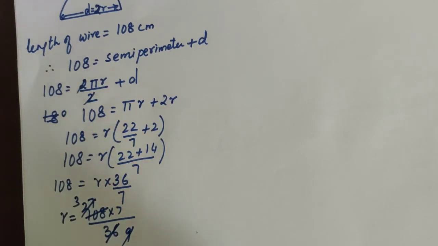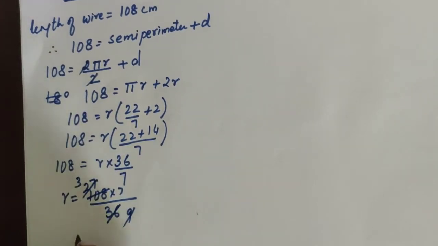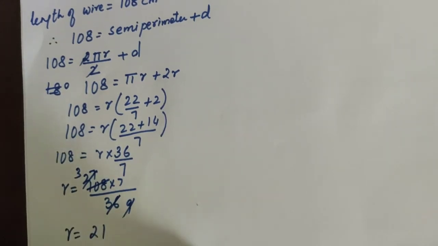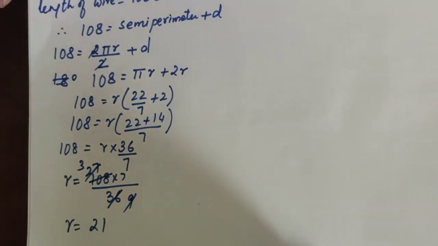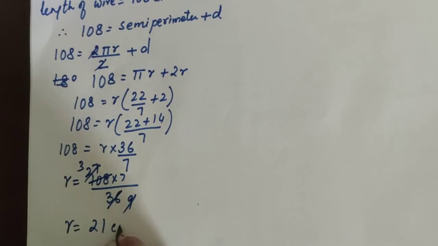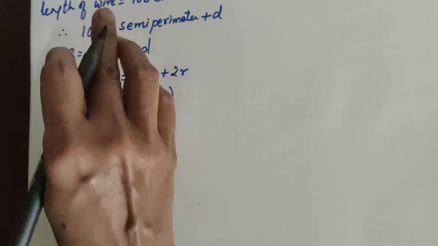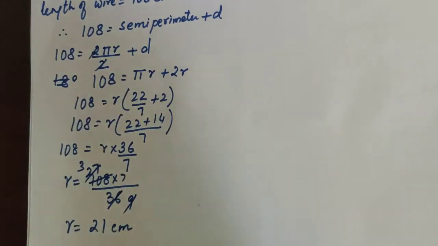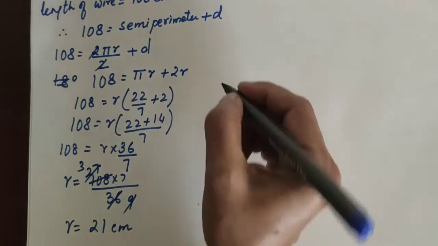So r is coming out to be 21 centimeter. Now what you have to do is find the area of the figure. The figure is a semicircle, so the area is half of the area of a circle.